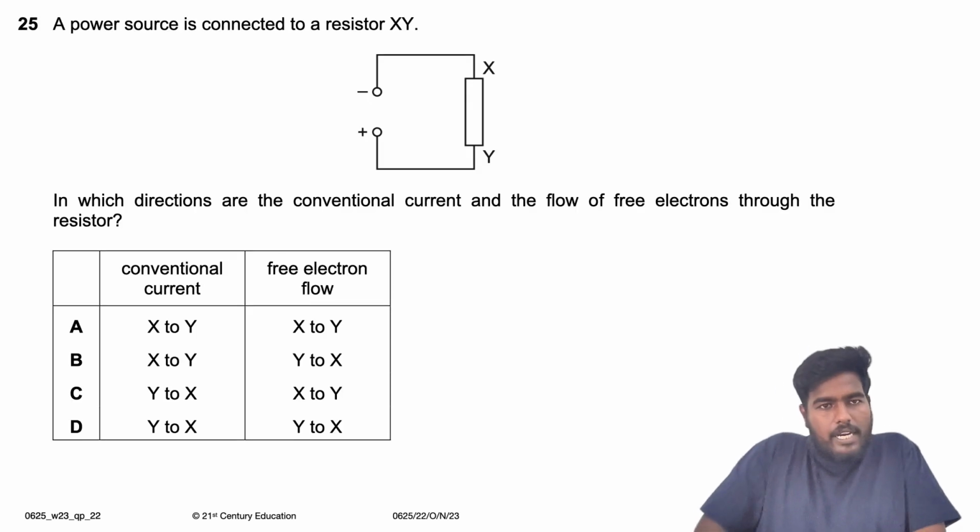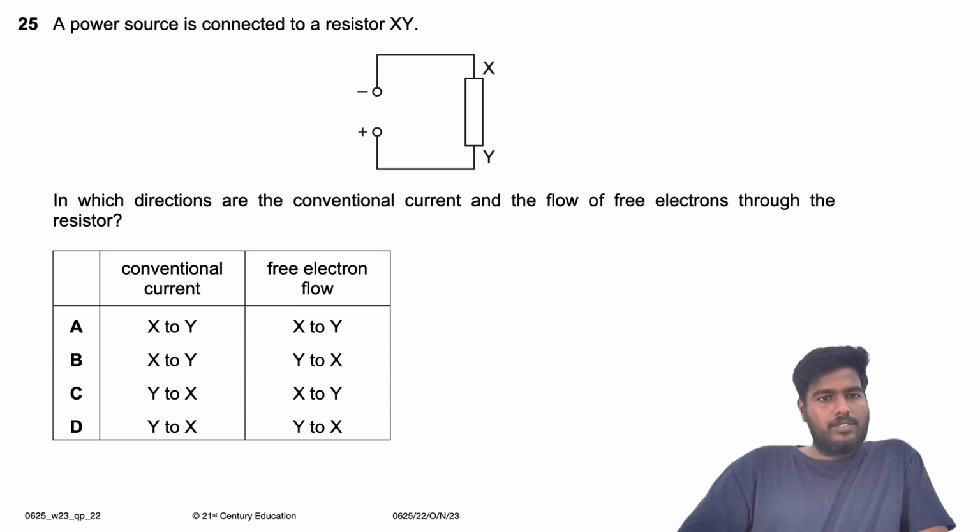A power source is connected to a resistor XY. In which direction are the conventional current and the flow of free electrons through the resistor? Okay, so conventional current is a term coined before the understanding of electrons and the flow of current. It was considered that conventional current goes from positive to negative, so it goes from plus to minus, through Y to X. So conventional current will be Y to X.